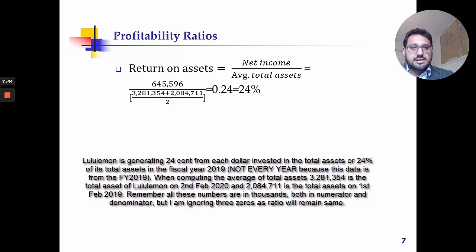So it is not the average of, say, 3 years if you are computing the ratios for 3 years for the company. This gives you the average of the total assets, and the 24% suggests that from each dollar of investment in assets, Lululemon is generating 24 cents every year in profitability under the head of net income.